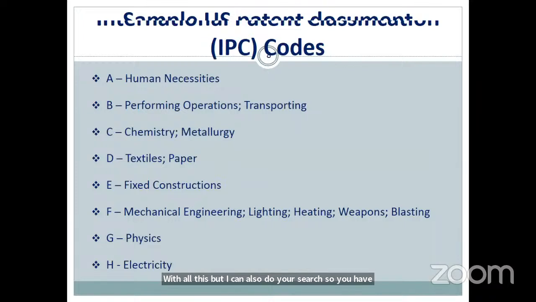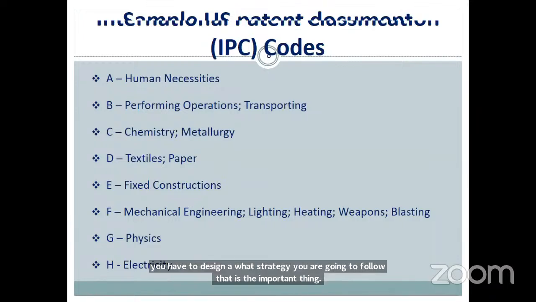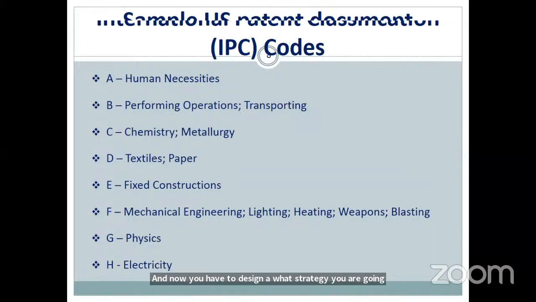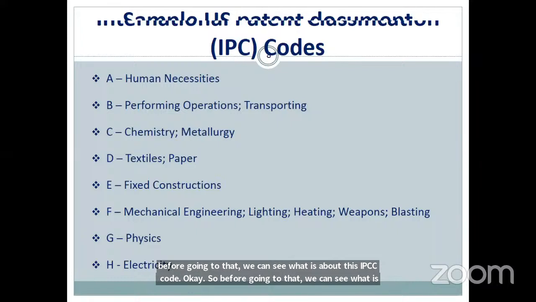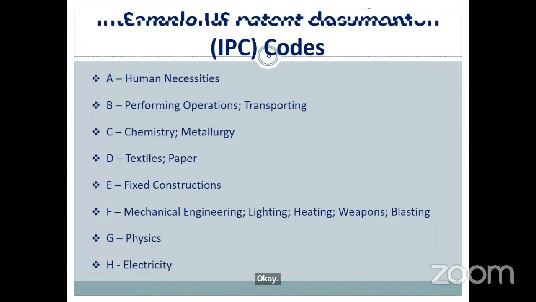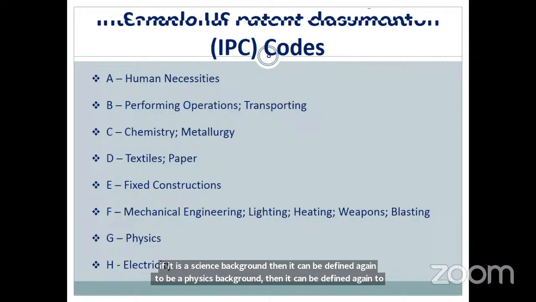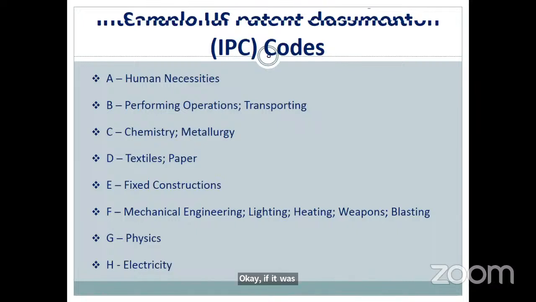Okay. So before going to that, we can see what this IPC code is about. IPC, International Patent Classification Code. All subjects are said to be in a particular domain. Suppose you are doing an electrical engineering subject, then it is electrical. Or if it is a science background, then it can be defined again as physics, chemistry, or mathematical science. If it is civil engineering, then you can also define which civil branch it is in, either transportation, waste or environmental engineering, structural engineering, or CAD and mechanical also. So every branch has a certain set of subdomains.